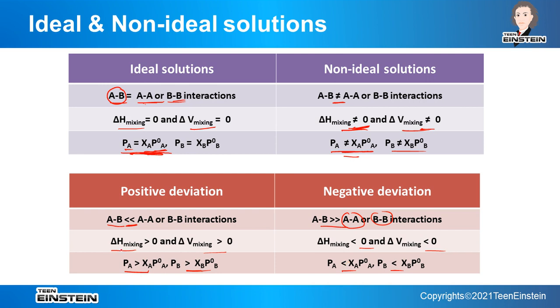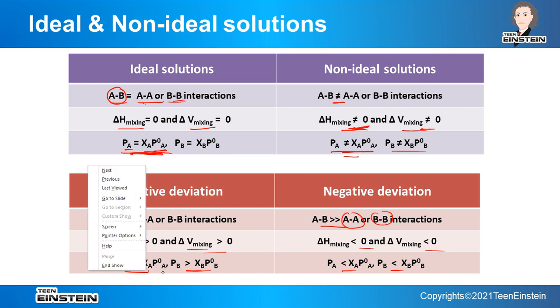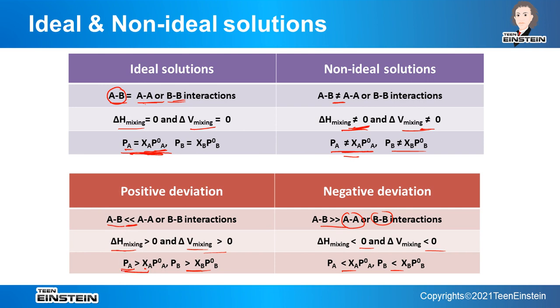So if we know the value of del H or del V, just from the sign we can understand whether it is positive deviation or negative, because for positive deviation del V mixing is greater than 0 and del H mixing is greater than 0. Okay. And suppose there is any numerical, if we calculate XA and P naught A, and calculate PA, if PA is greater than XA P naught A, then obviously it will be positive deviation, and vice versa for negative deviation. Okay.